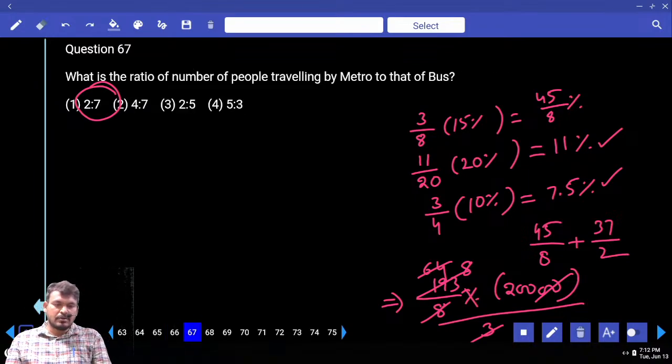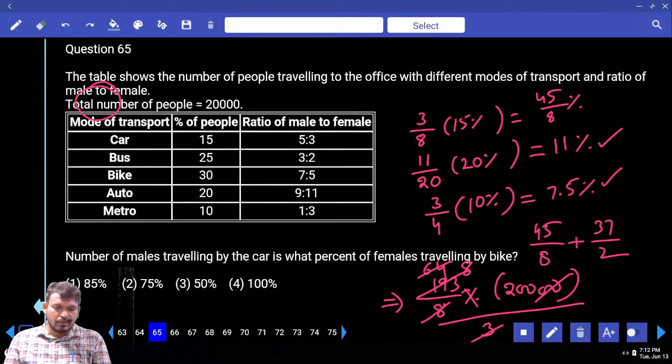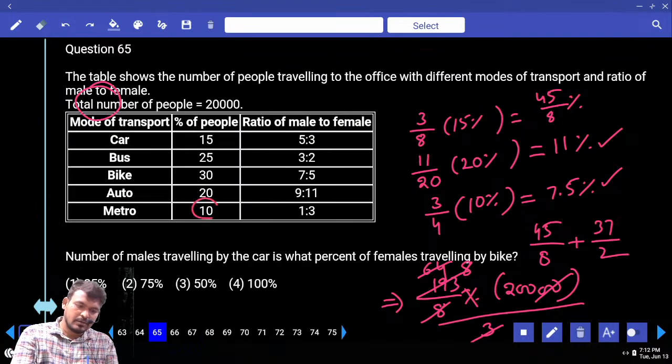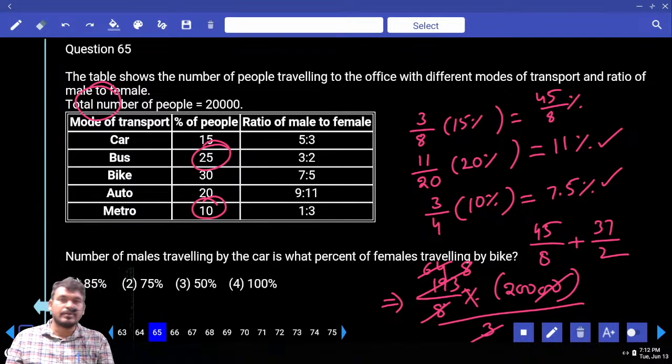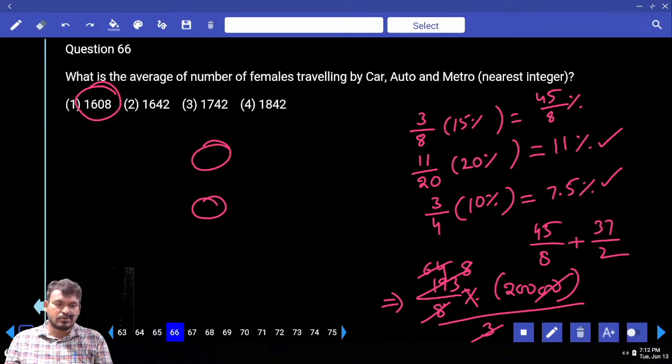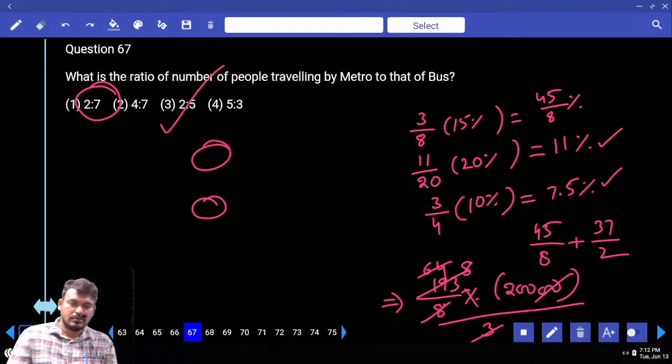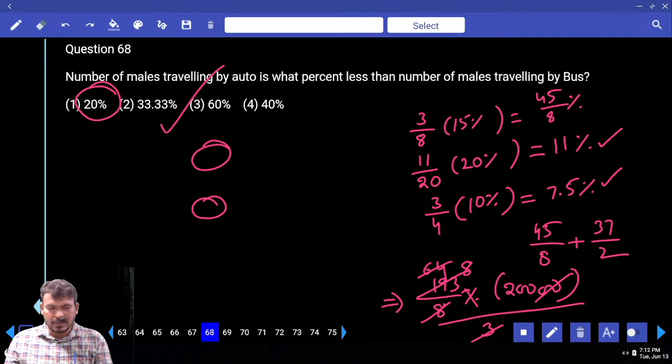Next, 67. What is the ratio of the number of people traveling by metro to that of bus? What is the metro percentage? 10. Bus percentage? 25. What is the ratio? 2:5. Which option? Third one.